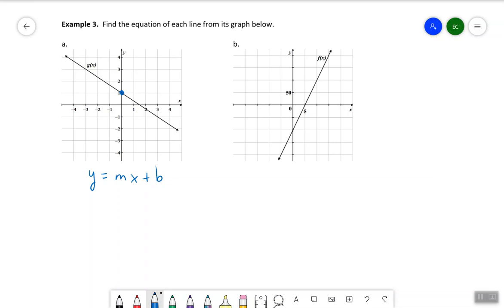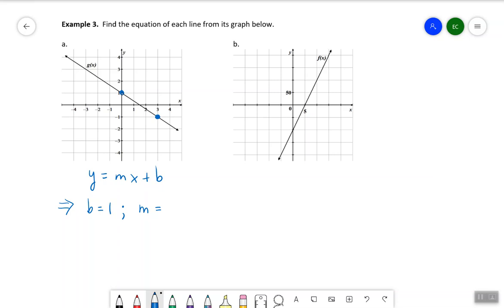b is the y-intercept. And so you see that the y-intercept is at the point 0, 1. So b is equal to 1. And the slope, well, we can determine the slope if we just count from one point on the line to another point. We want to try to find another point that's on the line that falls on the grid lines of the graph paper. And so the point at 3, -1 would be good. Another possibility would be this point back here at -3, 3.